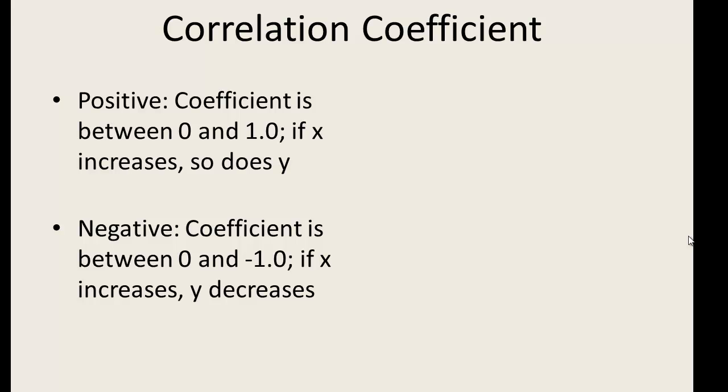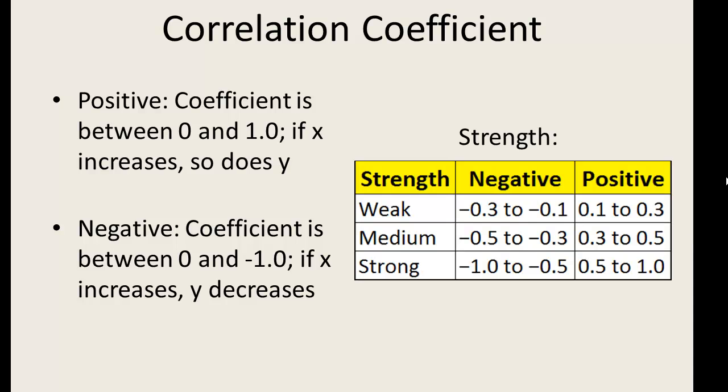Like I said before, the correlation coefficient is either positive or negative. If one variable increases with another, it's positive, and if one variable increases while the other decreases, it's negative. This chart shows the strength of the correlation. In general, 1, positive or negative, is the strongest, while 0 is the weakest.